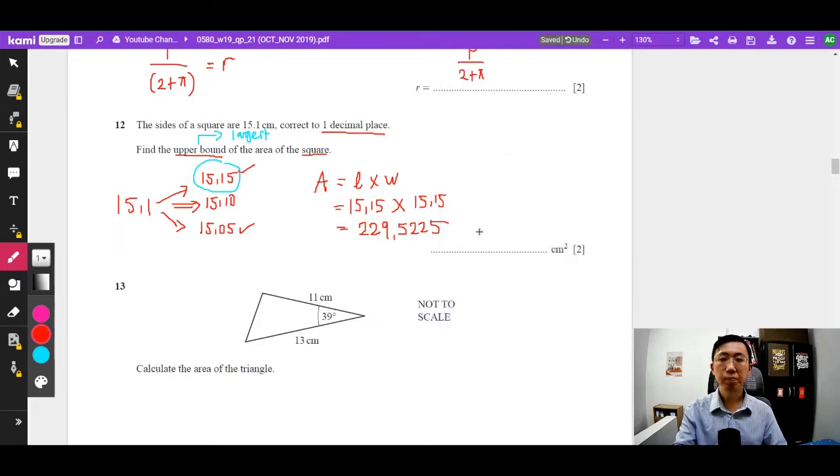Recheck with the calculator one more time. So this chapter is slightly special. You have to copy all the numbers shown on your calculator screen. Remember that for upper bound, lower bound. Usually the students will round to 3 significant figures. No, for upper bound, lower bound, copy all.